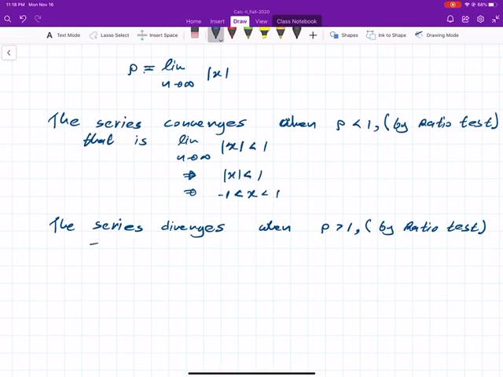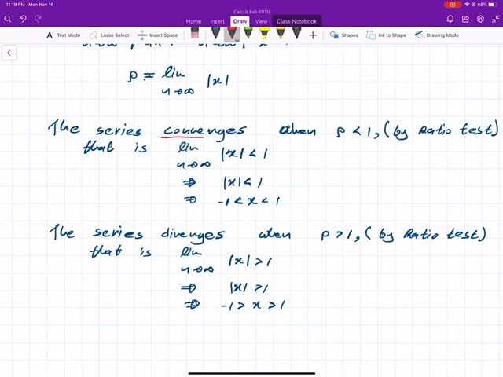Alright, so that is the limit as n goes to infinity, the absolute value of x should be greater than 1. That means x should be greater than 1 or less than minus 1. So these are the solutions where the series converges and where the series diverges. This is the range of x values where it converges, and this is the range of x values where the series diverges.